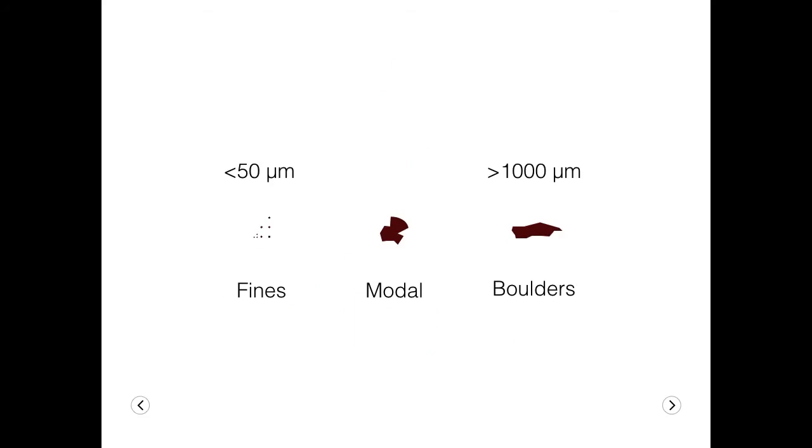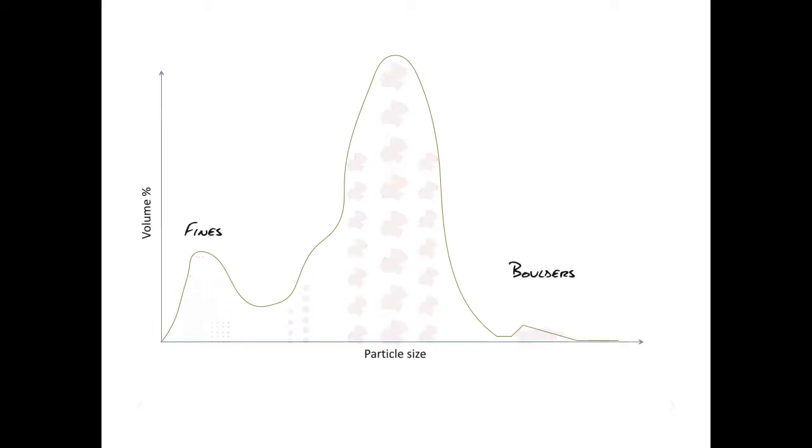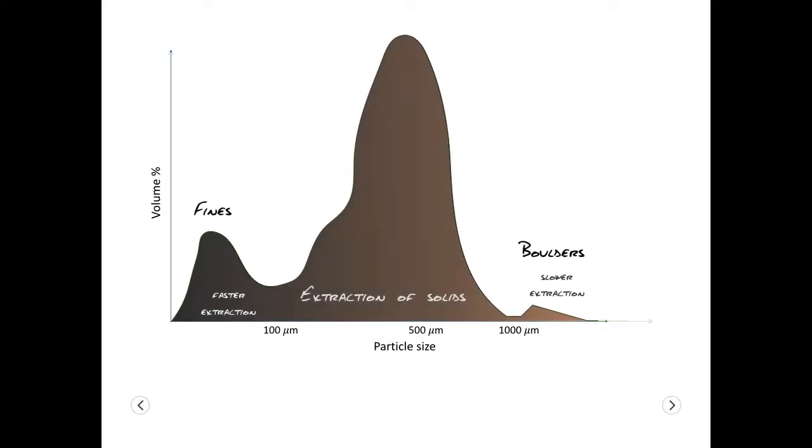The modal size is the most frequent particle size in the spread. The grinds below 50 micrometers are called fines. The grinds above 1,000 micrometers are called boulders. If we calculate the volume that each particle size contributes to the overall volume, we get a particle size distribution curve. Remember, the small fines have greater surface area and so extract faster, and at the other end the boulders have much less surface area and so extract much slower. And the modal particles are the closest to what we intended to grind.